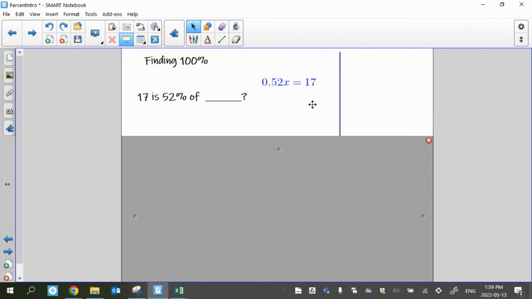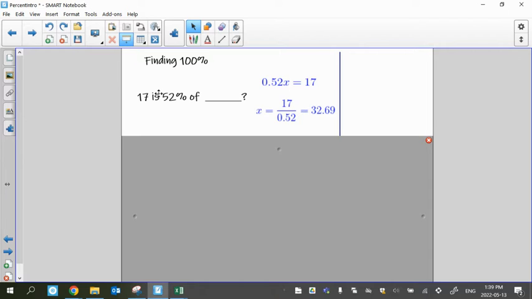And we have solved equations like this before. In this case, the 0.52 is multiplying the x. So if we divide by 0.52 on both sides, we end up with our solution. 17 divided by 0.52. So the answer is 32.69. That means that 32.69 is 100%, and 17 would be equivalent to 52%.